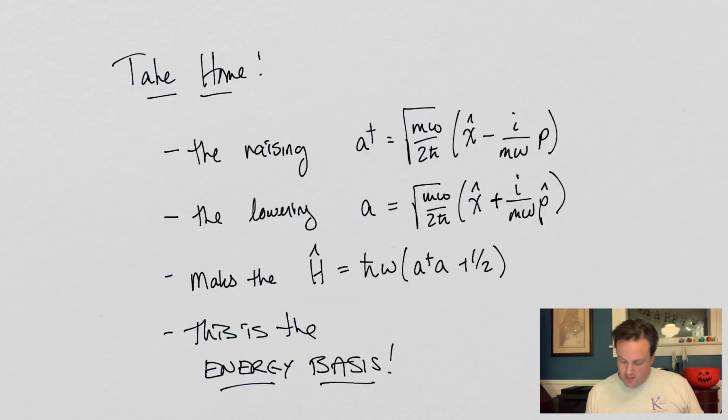Okay, so your take-home messages are, there's a raising operator. There's a lowering operator. They combine to make the Hamiltonian. And this is a way to think about the energy basis of the problem. Okay? I hope that was at least a little bit more helpful.